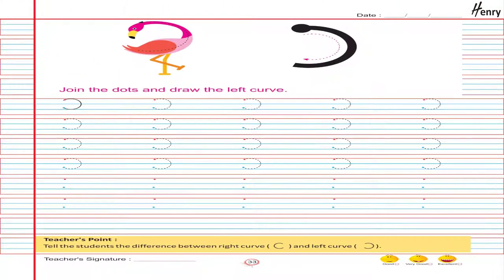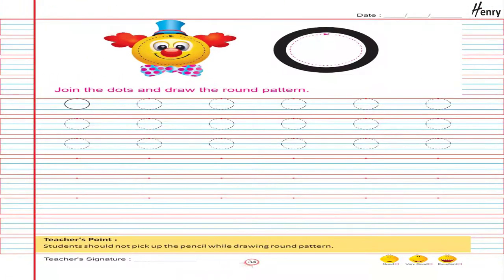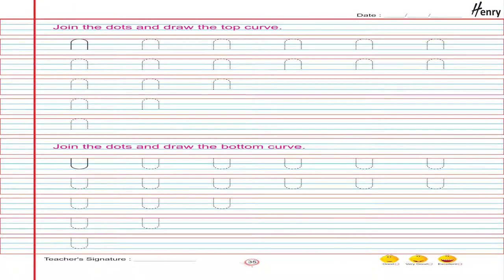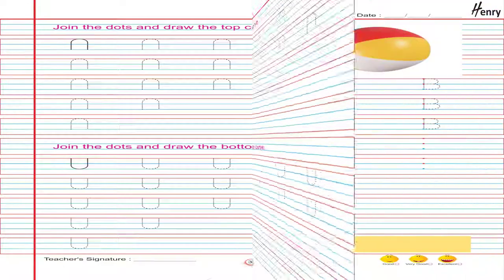Join the dots and draw the left curve. Join the dots and draw the round pattern. Join the dots and draw the top curve. Join the dots and draw the bottom curve.